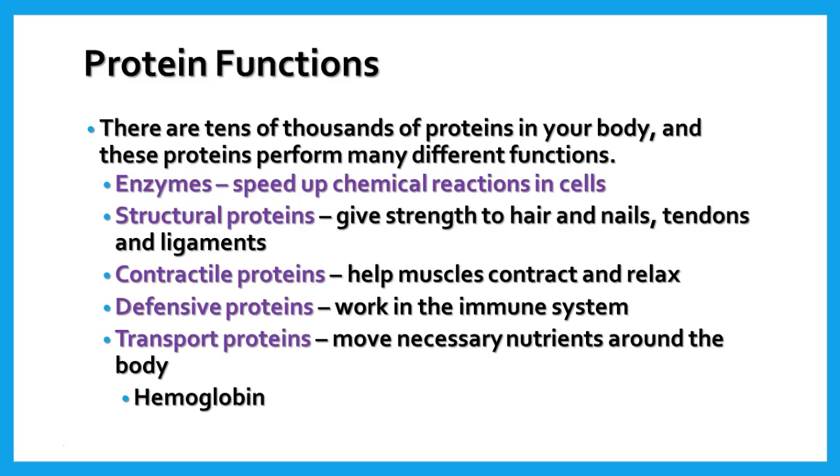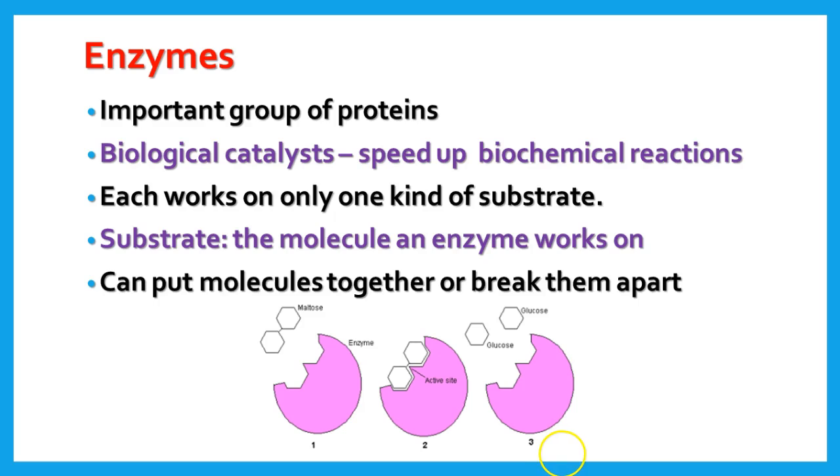And then there are transport proteins that move things throughout the body. An example of a transport protein would be hemoglobin, which is in your red blood cells and helps carry oxygen from your lungs to the rest of your body in the bloodstream. So lots of different jobs that proteins can do, all of which are very important to appropriate functioning of the organism. Enzymes here are called biological catalysts, and they speed up biochemical reactions.